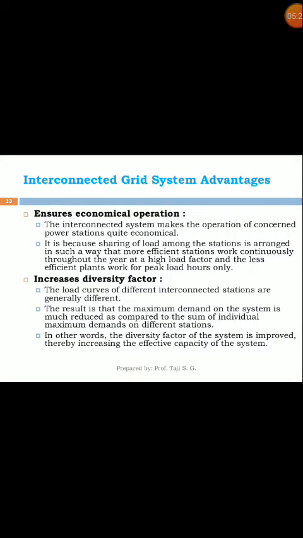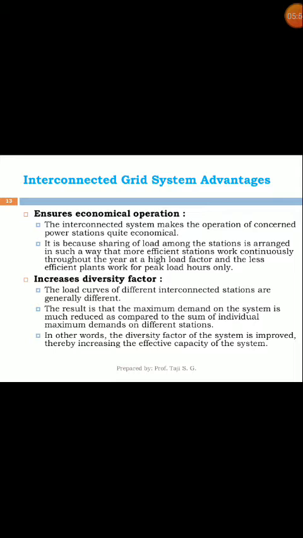Ensure economical operation. The interconnected system makes the operation of the concerned power stations quite economical. It is because sharing of load among the stations is arranged in such a way that more efficient stations work continuously throughout the year at high load factor, and less efficient plants work for peak load hours only.